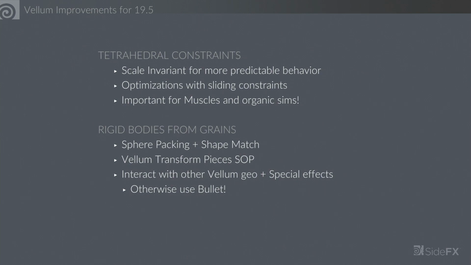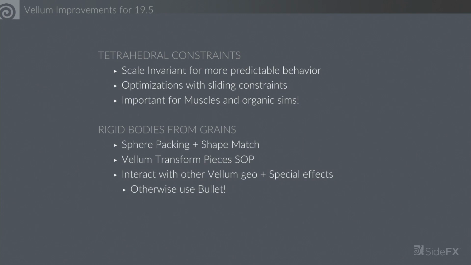Basically that just means that as you change resolution and change size on the tetrahedral bodies, the material behavior stays the same. Honestly, this is how it always should have worked, and we sort of fixed it for 19. So this was actually important, well, for 19.5. This is important enough we actually backported to 19.0. We've added some optimizations when you have tetrahedral soft bodies along with sliding constraints. Both of these things are very important for muscles and organic sims.